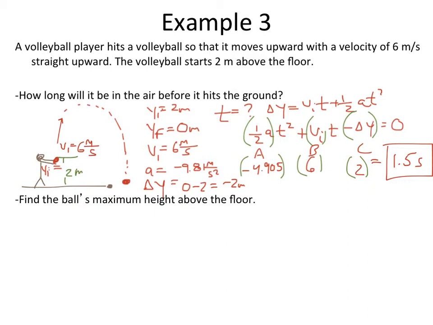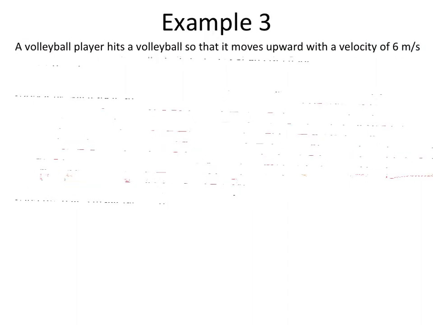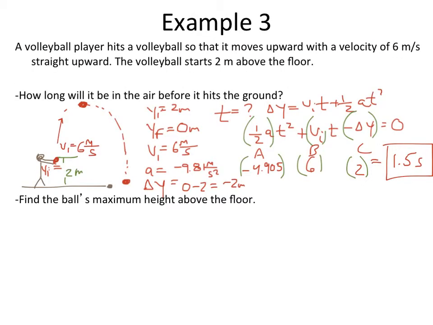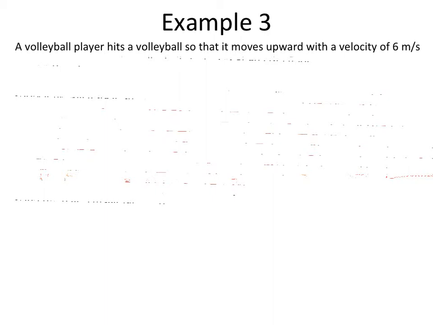Now the second part right here, find the ball's maximum height above the floor, that just deals with the first part. Okay? It's really saying, well, it goes up here and stops, and then starts to come back down. We know the initial position, that's 2 meters. We're really asking for a maximum height. What's our y final? We know where it starts above the floor. We want to find out where it finishes above the floor at that maximum height.